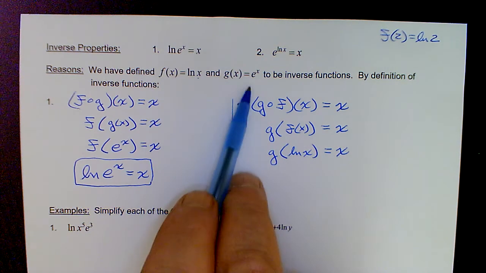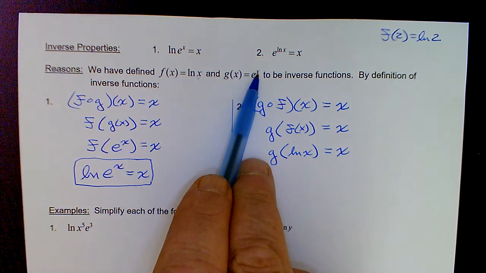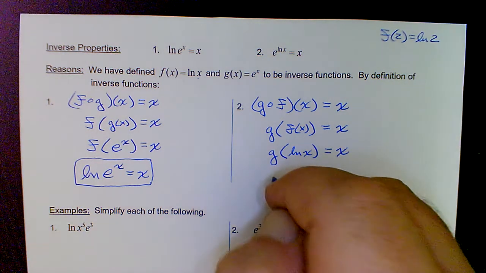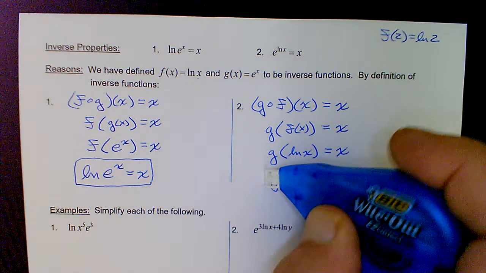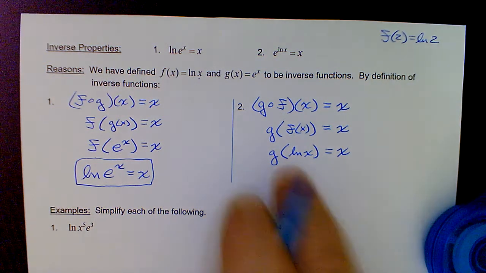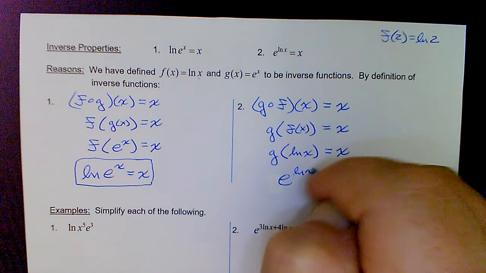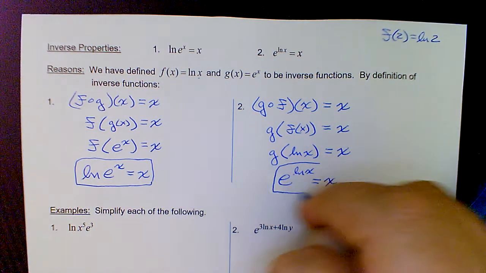And again, this is just like we talked about moments ago. G of the natural log of x means wherever I see an x in g of x, I'm going to replace that x by the natural log of x. So this becomes e, because that's what g is, e to the x. So that would be e raised to the natural log of x. It has to be x. And that's the second inverse property.